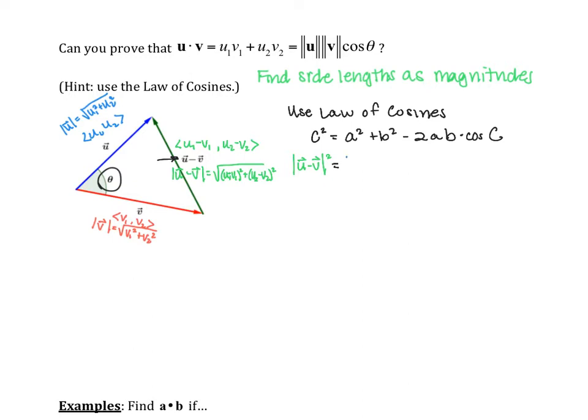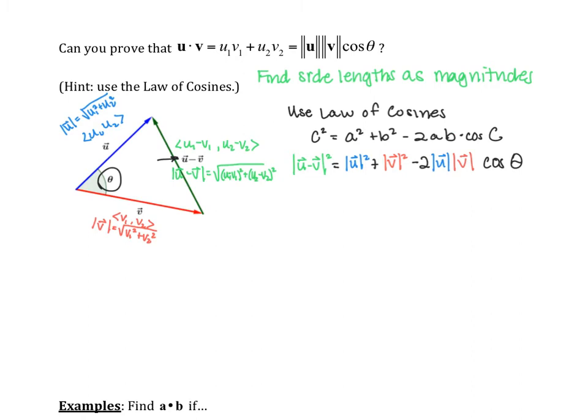I'm going to let that be the magnitude of u squared, because the magnitude is the length, plus b squared, which would be the other side, so we're going to call that vector v, the magnitude of vector v squared. And then we're going to do minus 2 times a, well, a we let be vector u, so that would be the magnitude of u, times b, which is the magnitude of v, times the cosine of c. In this case, our c is our theta. Do you agree with that so far?